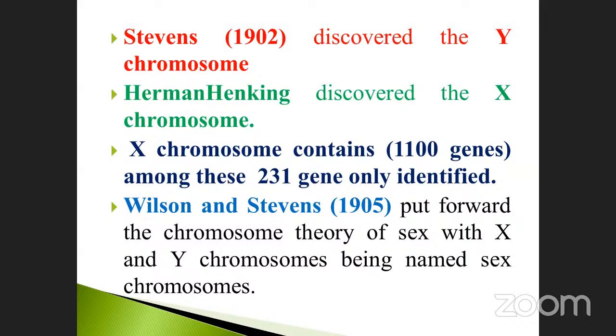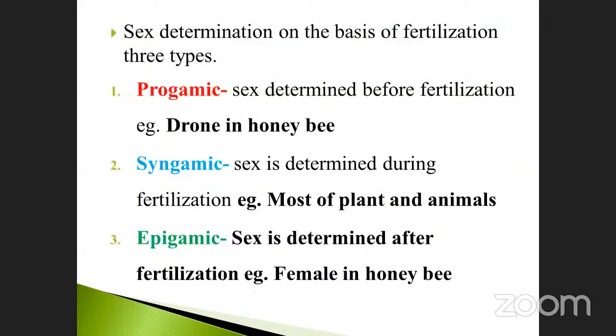The X chromosome was discovered by the scientist Hermann Henking. The Y chromosome, you already know, by Stevens. On the Y chromosome, 1,100 genes are present. From these, how many genes are identified? Known ones, only 231.